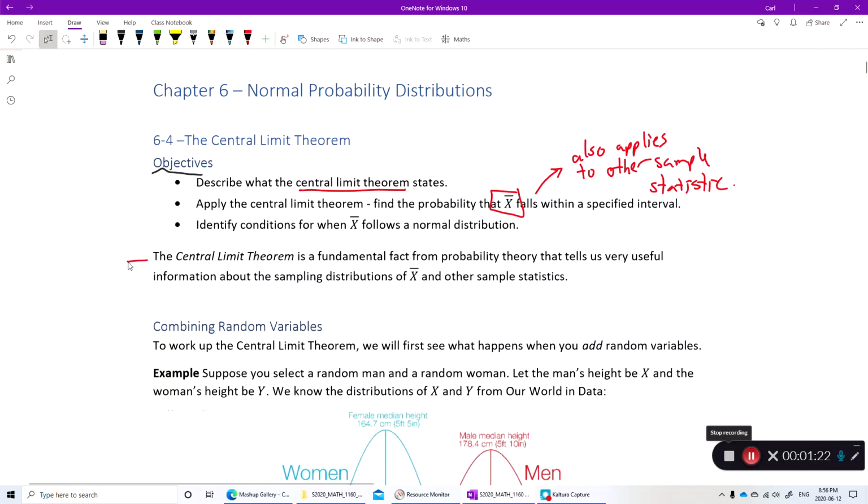Now, the central limit theorem is a fundamental fact that comes out of probability theory, and essentially the reason we're interested in it is that it's going to give us very useful information about the sampling distributions of x bar and other sample statistics. Okay, so it's going to take us a while to build up to that. To build up to that, we're first going to have to look at what happens when you add together random variables. Okay, so let's look at an example of that.